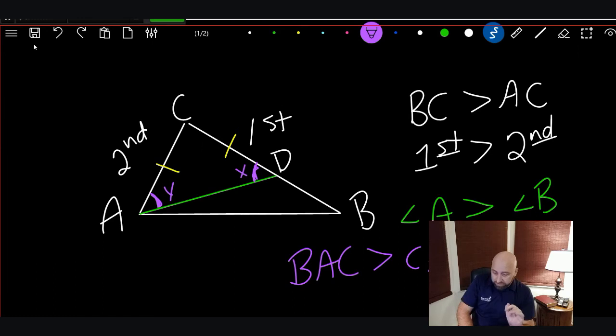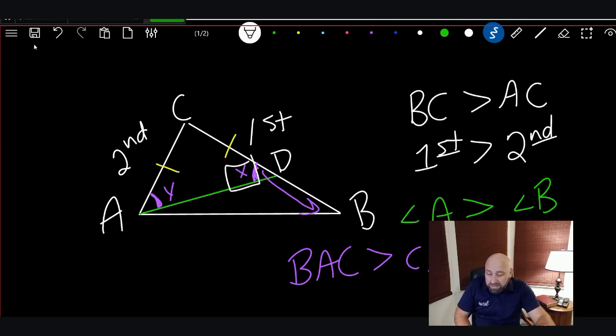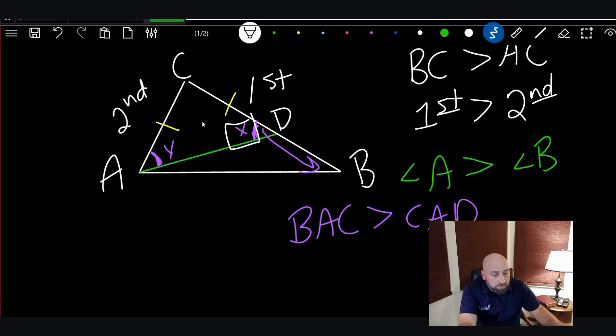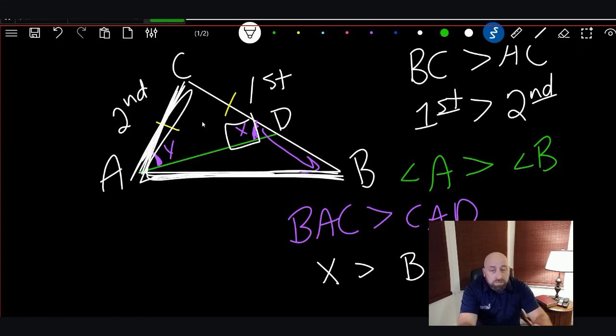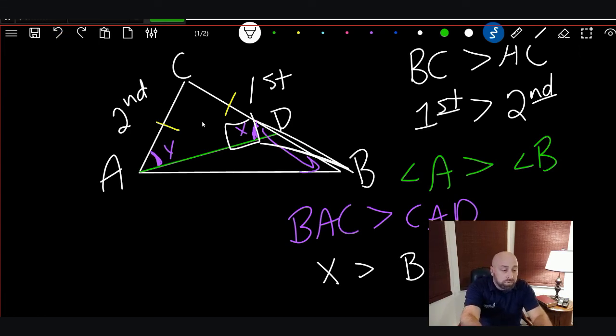But if you go back to Theorem 5, it says that an exterior angle of a triangle is greater than either opposite interior. So this is an opposite interior. And so we could then say from this that X is greater than B. So in this case, X is greater than B. Okay. And now what we know from that with substitution and doing some other things, then we would know that BAC is greater than B. BAC, this big one, is bigger than this one right here.